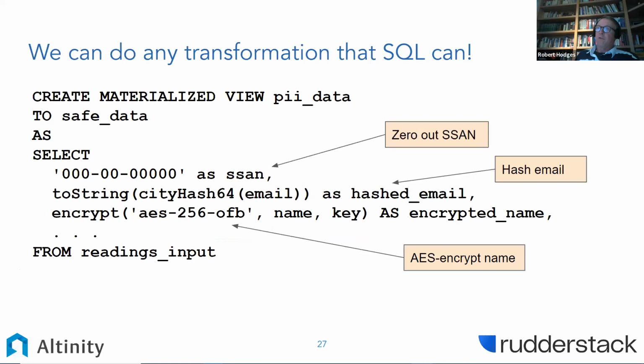loading and storing information. One of the other important things is that we can also do arbitrary transformations, and here are just some examples. For example, we can zero out social security numbers. We can hash email addresses. We can even encrypt things using AES encryption so that the data is transformed on the fly to something highly secure that cannot be decrypted easily.